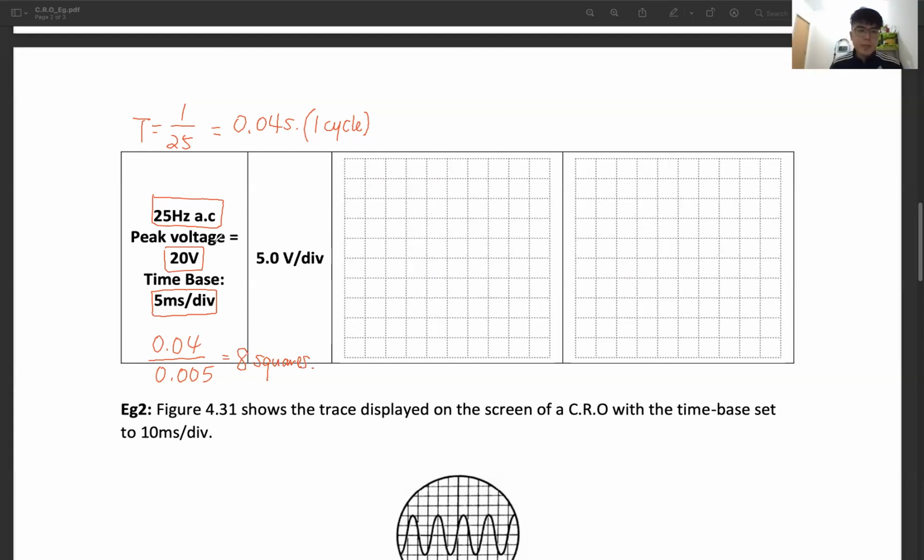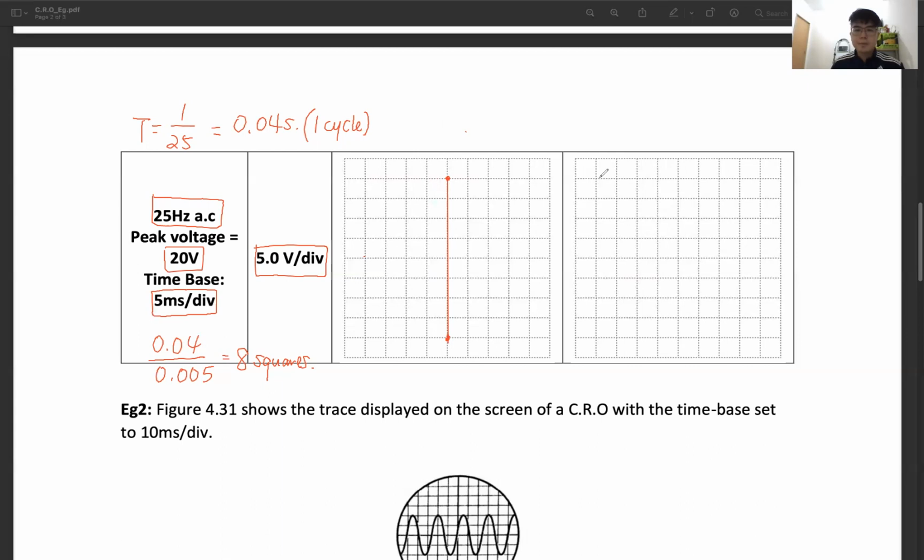Okay, what is the peak voltage? 20. So if you are using a gain of 5 volt per division, meaning that from here, center, 5, 5, 5, 5. Over here, right? Okay, first we draw without the time base. So without the time base would be up here and down here. And then we draw a line.